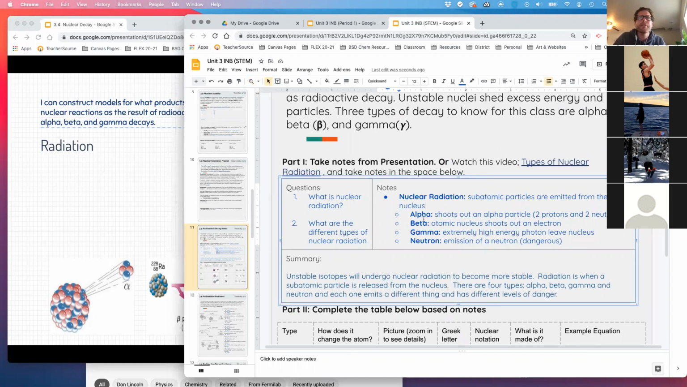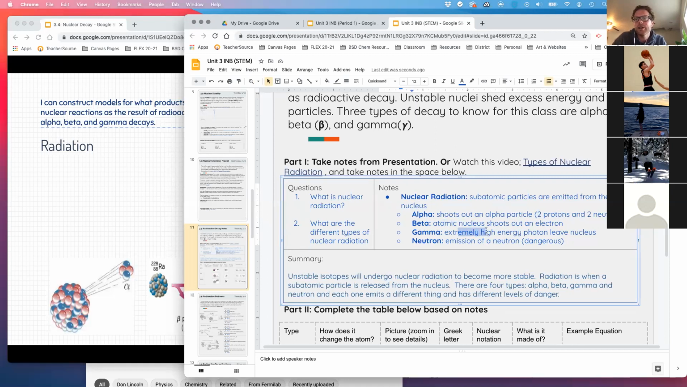This video talks about 4 different types. We talked about alpha, which shoots out an alpha particle, and an alpha particle is essentially 2 protons and 2 neutrons. A beta particle is essentially an electron, but it has an interesting effect on the nucleus, and we'll look at that. Gamma is basically high energy photons leaving the nucleus, but it doesn't affect the mass number or the atomic number. And neutron is basically just shooting off a neutron.